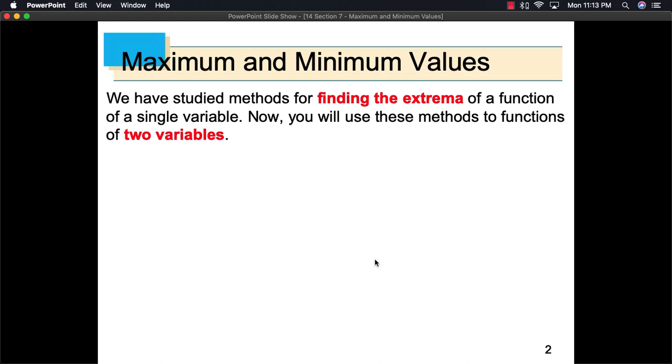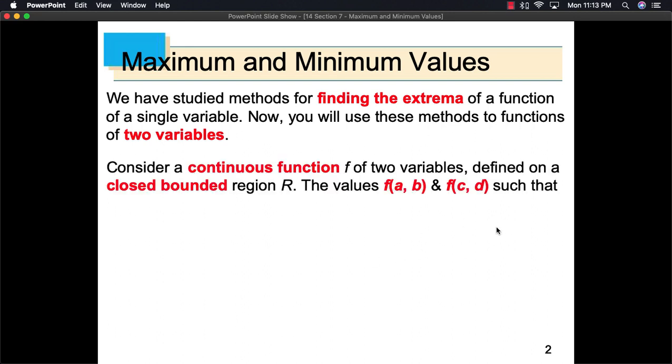So let's begin. Again, as I mentioned before, we have studied methods for finding extrema of a function of a single variable. Now, you will use these methods to find extrema of functions of two variables. We'll start by considering a continuous function of two variables defined on a closed bounded region.